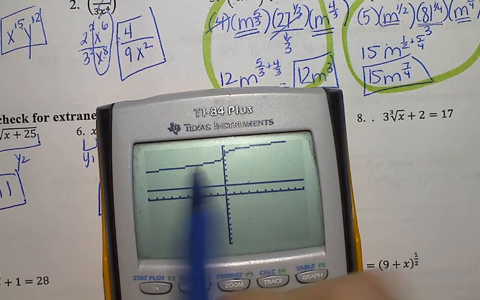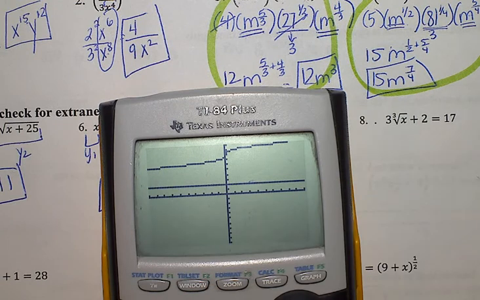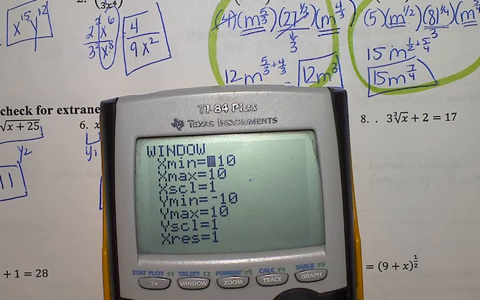Do you guys see how it's going down? Eventually, it's going to hit this line. Now, how far do I have to go out until it hits it? I don't know. Well, let's check. Let's go to Windows. I want to go to the left, so I want to go to the x's. I'm going to just go with negative 100 right now and see if that's far enough.